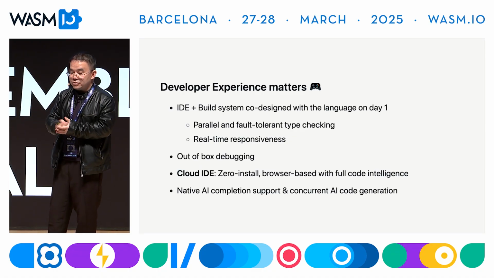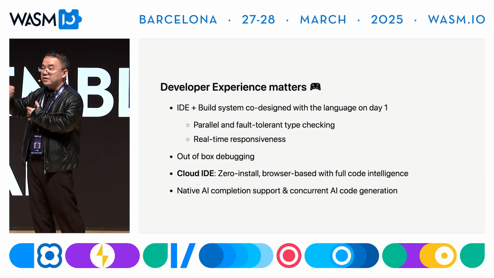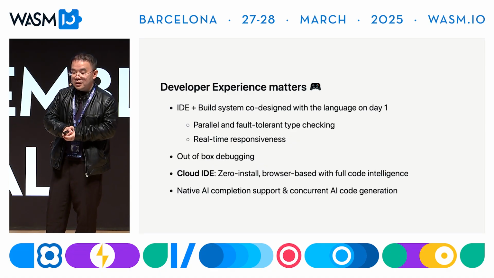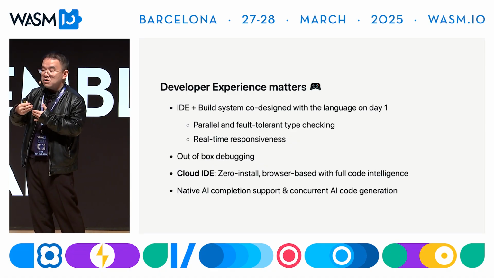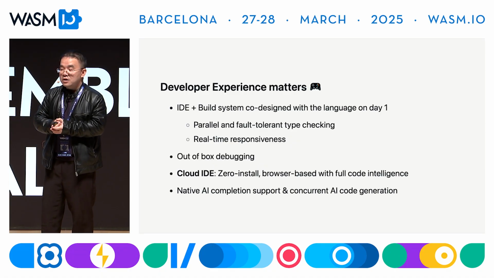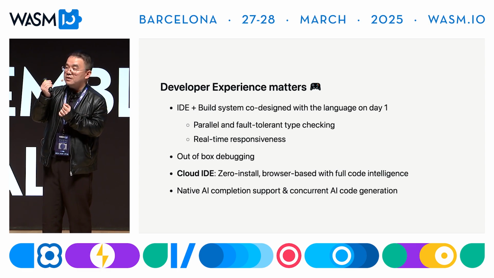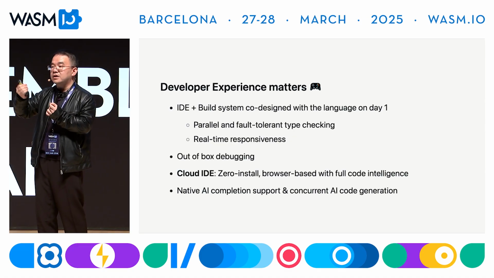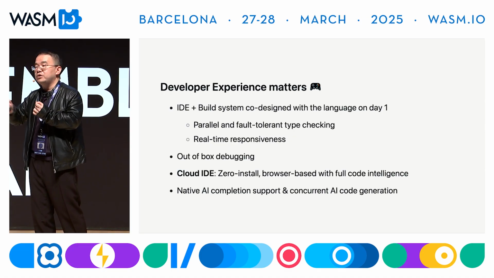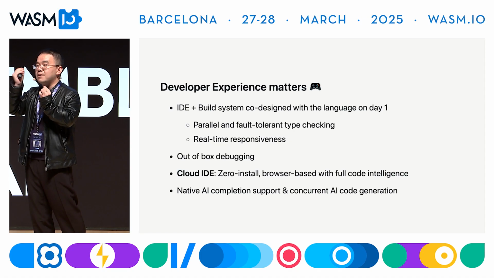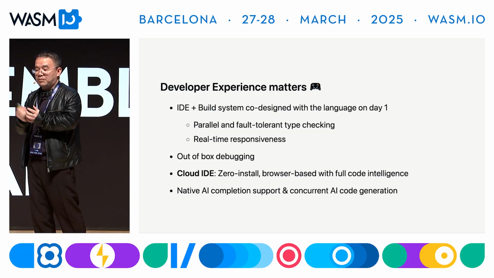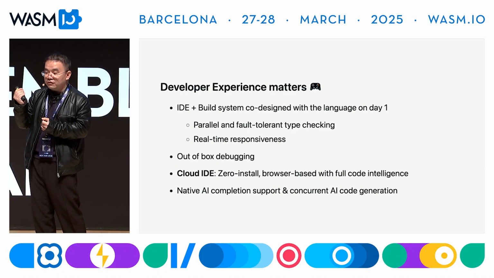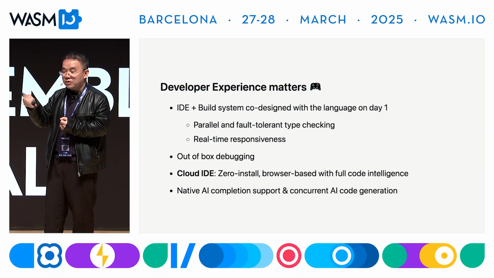But the whole language, IDE and build system are co-designed together, thanks to my previous experience in the RISC. So it has very highly parallel and fault-tolerant type checking. Why is this? Because we want to reuse the same compiler code base with the IDE. Unlike Rust, where you have the Rust static analyzer and the Rust compiler, when you add a new feature you have to make sure your compiler and IDE both support it. This is not the case in MoonBit. We share the same code base, and it's very fast, real-time, responsive.